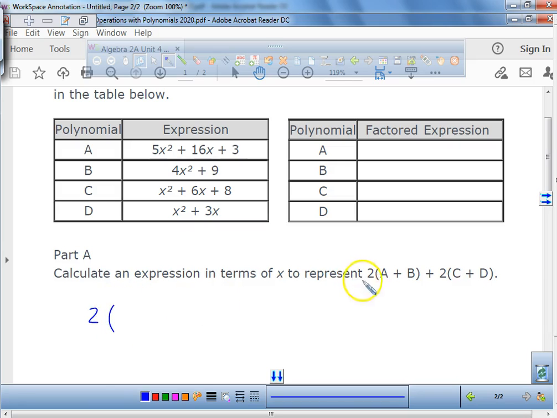So right now, check this out. 2 parentheses. You guys see A? And A is, ready? Do this. Ready? 5x squared plus 16x plus 3.